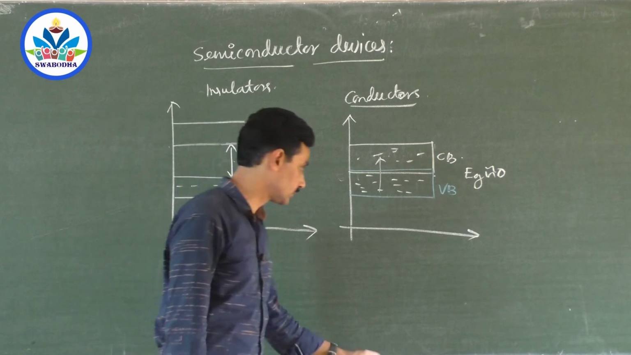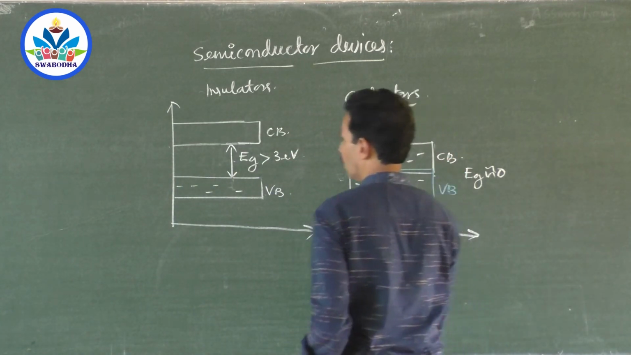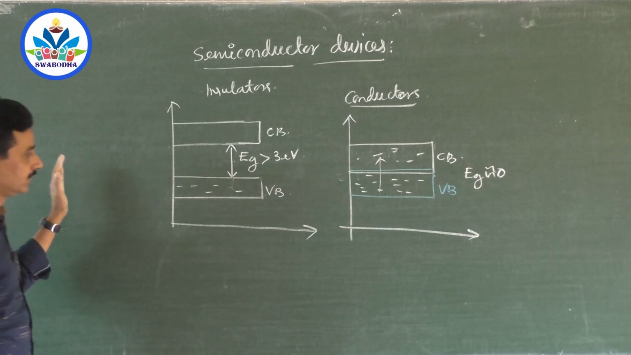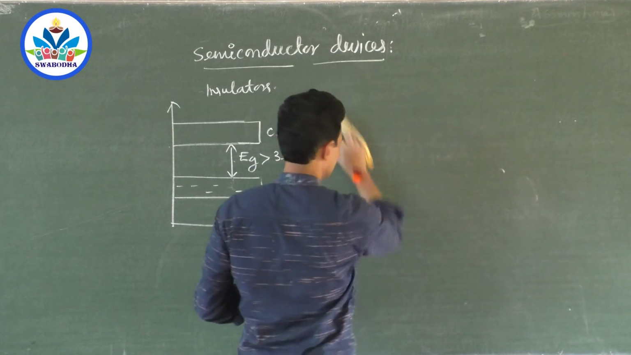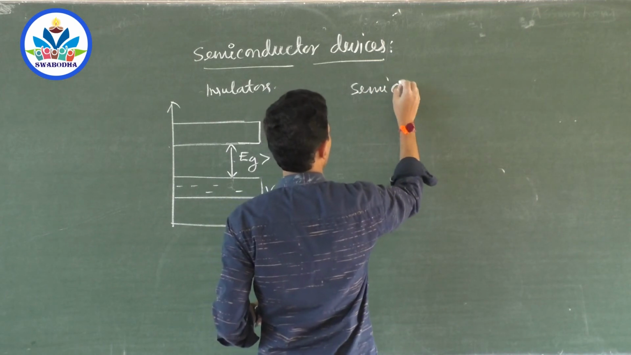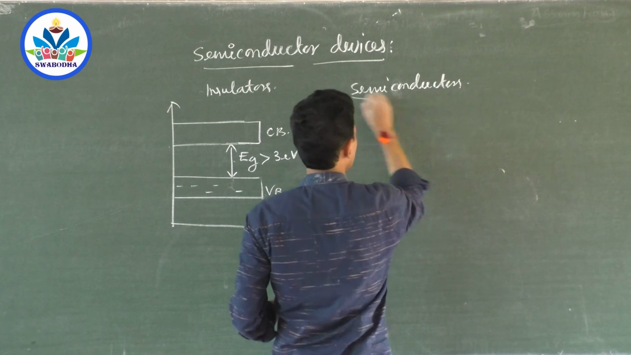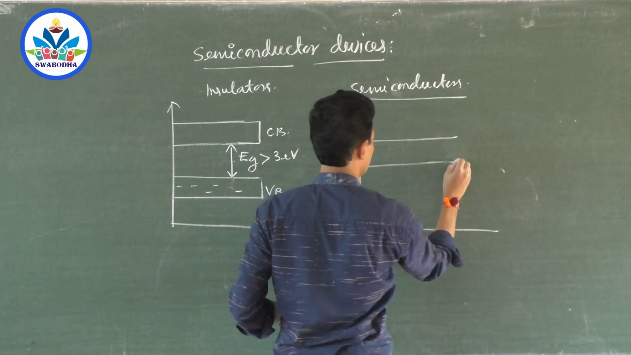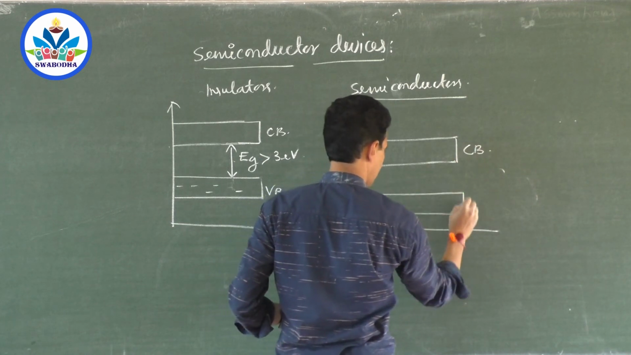Now we will go to semiconductors. Hope you can see this here. What are semiconductors? Can you see this? I will write it here only. Semiconductors. In semiconductors, we have an energy gap between the conduction band and the valence band. Suppose this is the conduction band and this is the valence band.